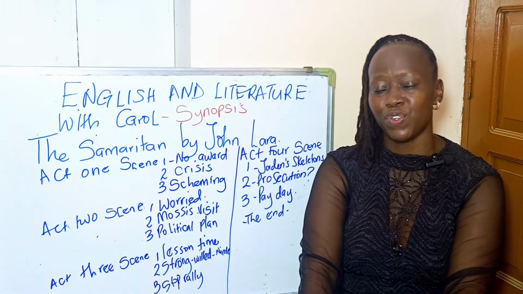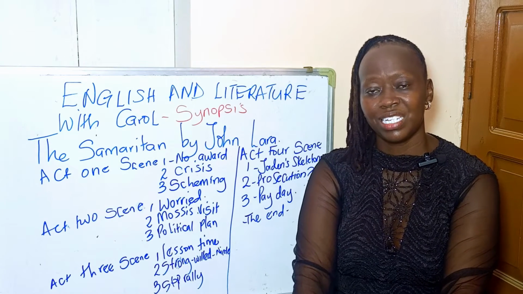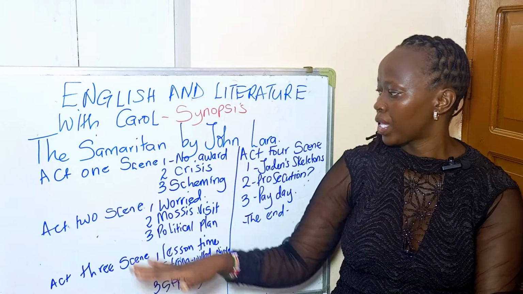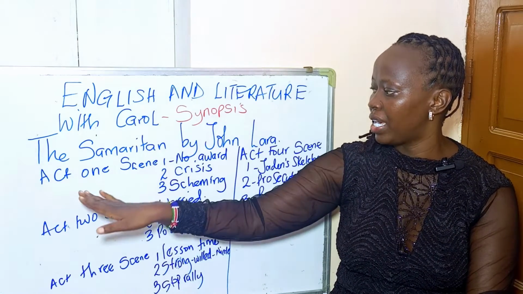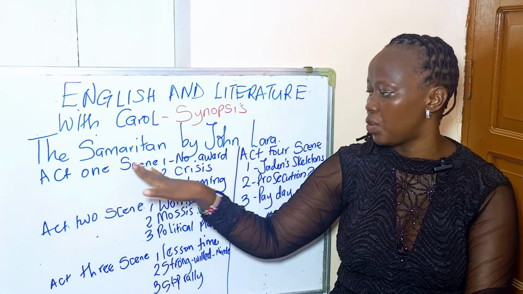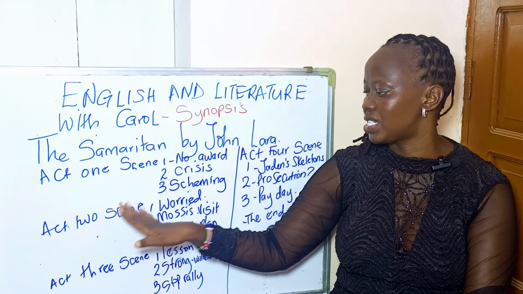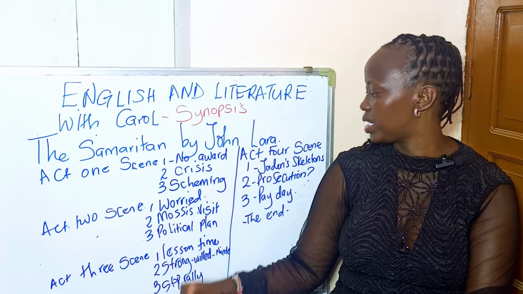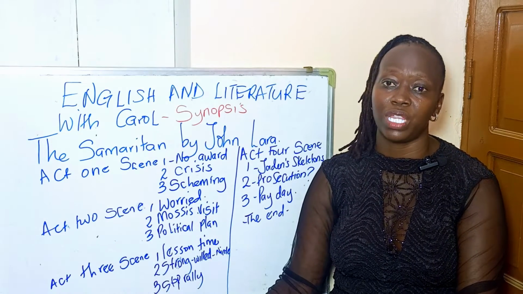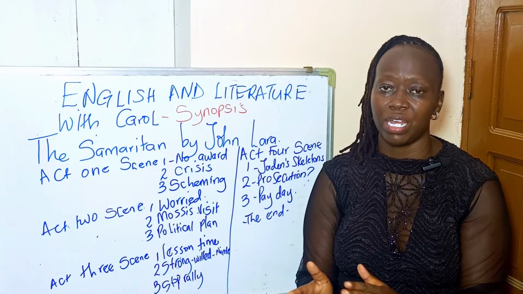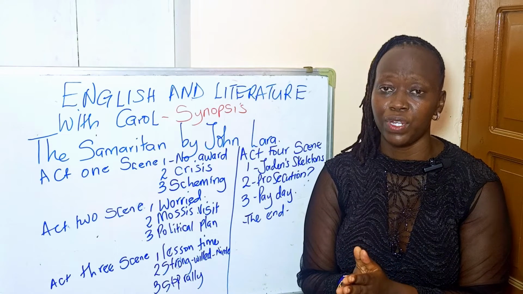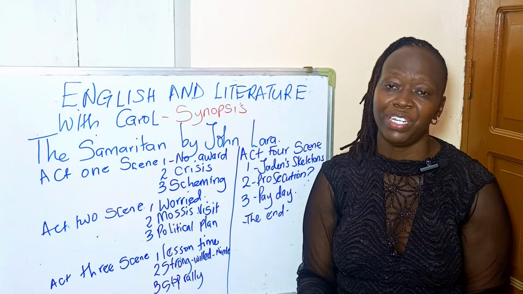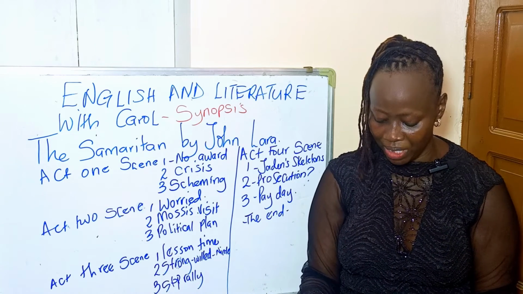Now, this book has 4 acts, and every act has scenes. It has act 1, scene 1, act 2, scene 1, 2 and 3, act 3, scene 1, 2 and 3, and act 4, scene 1, 2 and 3. So that's how it has been arranged. If you need to understand this, I've made a summary here on the board. You can go along with me.